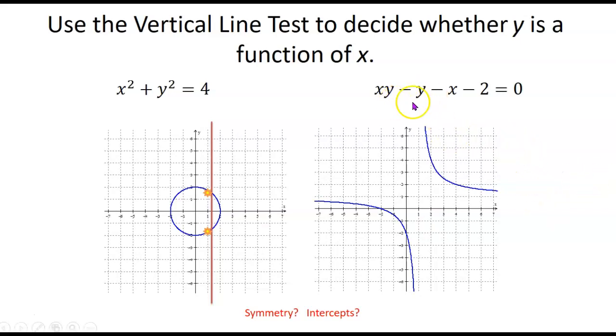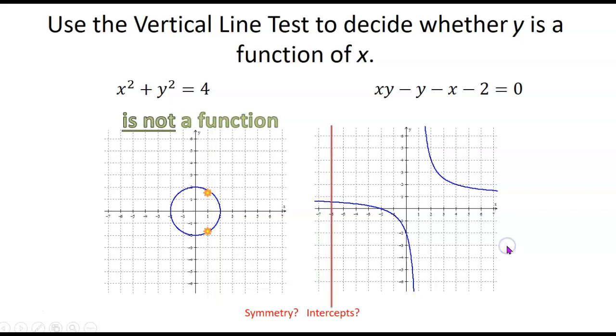What about this one? The equation here is xy minus x minus 2 equals 0. But here's what the graph looks like. Does it pass the vertical line test for being a function? Yeah. Any vertical line is only going to touch this graph at one point at a time. So that is a function. It's not written in the form of a function when you look at the equation, but we could rearrange things so that it was solved for y. It gets a little bit complicated, but we could do it.